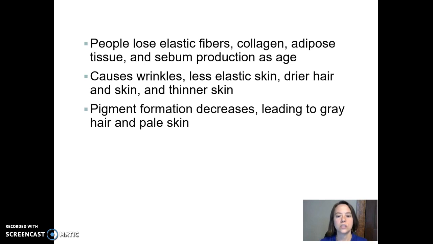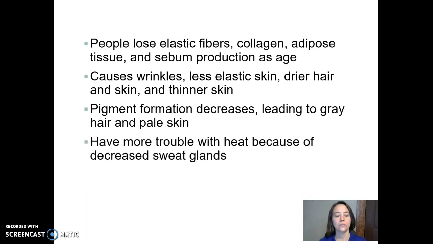Pigment formation also decreases, and this leads to gray hair and pale skin. Gray hair is when your melanocytes are no longer producing the melanin, and then the hair looks gray. Older people often have more trouble with heat because of decreased sweat glands, and so they are not able to moderate their temperature with sweating and evaporative cooling.